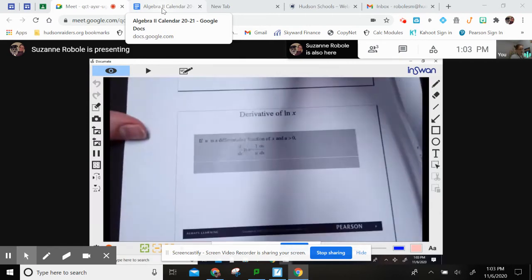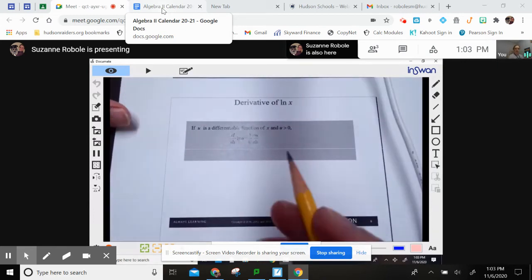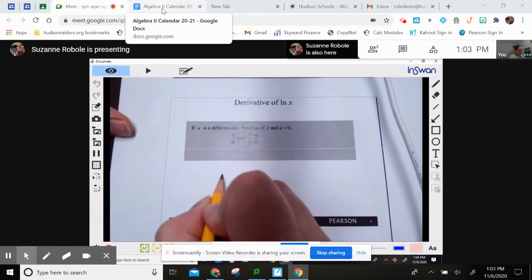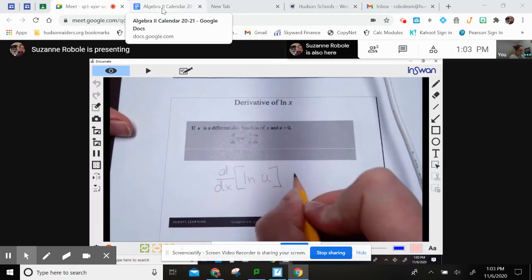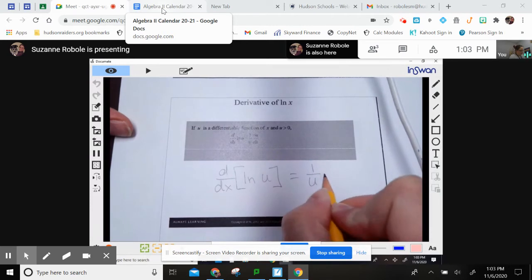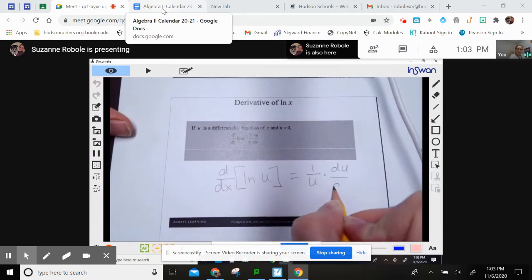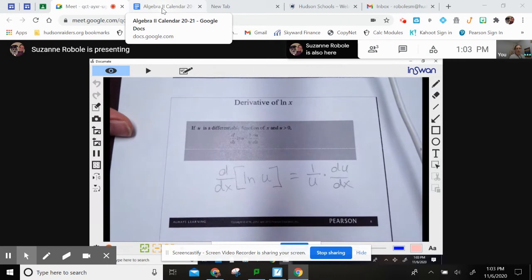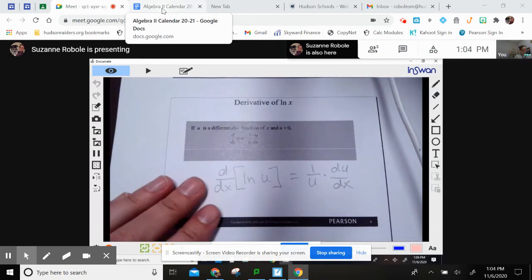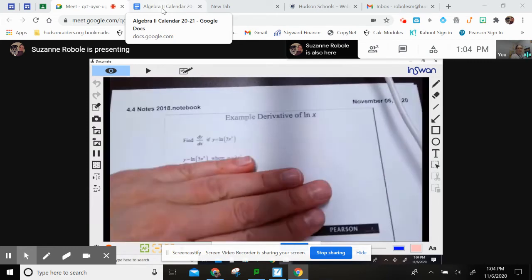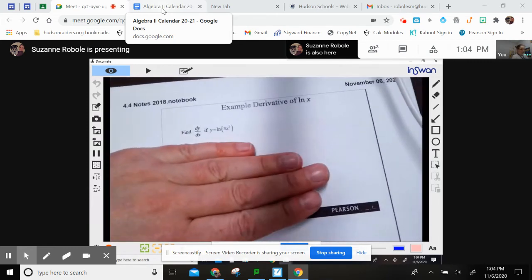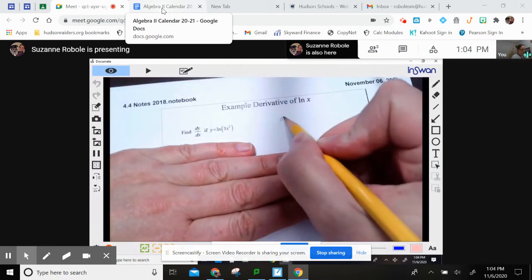The next one is your natural log of x. So if you are finding the derivative of the natural log of u, it's 1 over u times the derivative of u. Again, if I'm going too fast, please just pause the video, write it down. So an example of this, we are doing the example here.